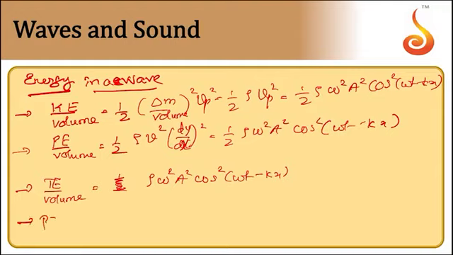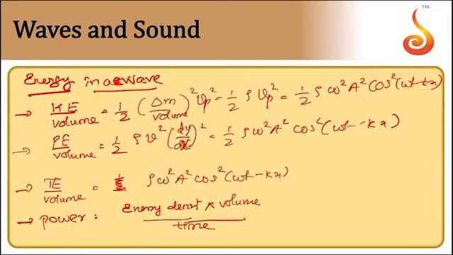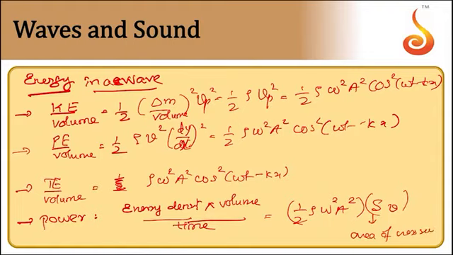The power is nothing but energy density into volume divided by time. Basically energy by time, energy density into volume divided by time. That is equal to half rho omega square a square into S into V, where S is the area of cross section.